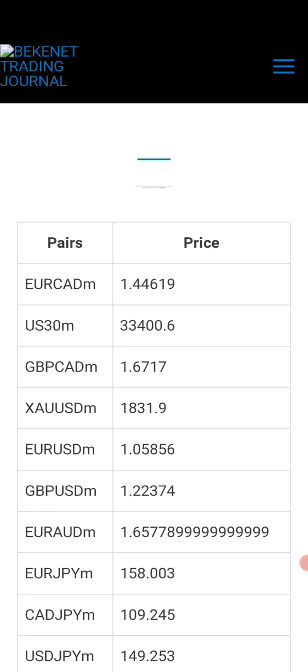So first thing first, before you can use this application, you need to sign up. Once you sign up, there's a subscription fee. We have the forex portal, which is $20 per month. We have the synthetic, which is $30 per month. We have the crypto, which is $20 per month. So any of them, you can subscribe and take advantage of what this application can do for you.